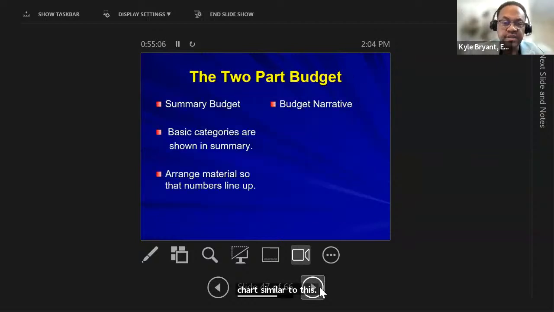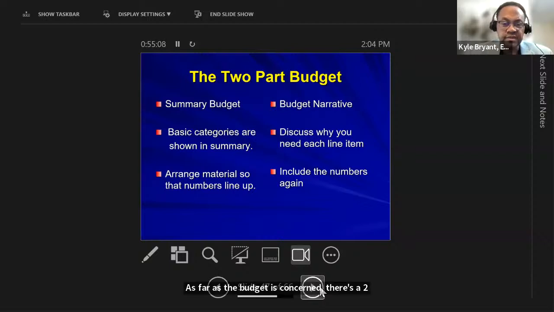As far as the budget is concerned, there's a 2-part budget. There's a summary budget and a budget narrative. The summary budget has basic categories shown in summary, and you should arrange this material so that the numbers line up, so it's easier for the reviewer to see that they add up. And the budget narrative is where you would discuss why you need each line item and include the numbers again.